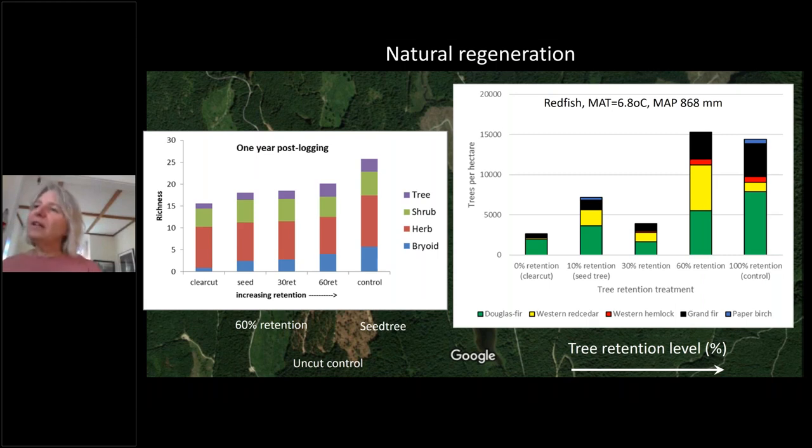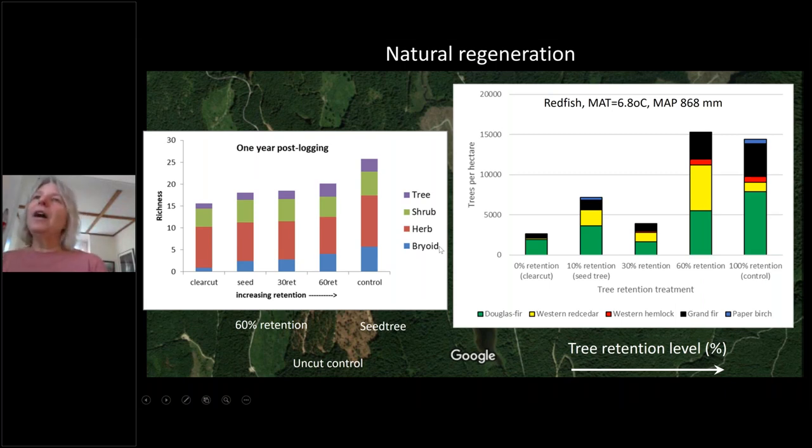And so that can speak to us about, if we're going to retain trees, there's some guidance there. If we are focused on regeneration, which is one of our main indicators of recovery, then leaving trees so that they're no more than about 15 meters apart will enhance regeneration according to our data.